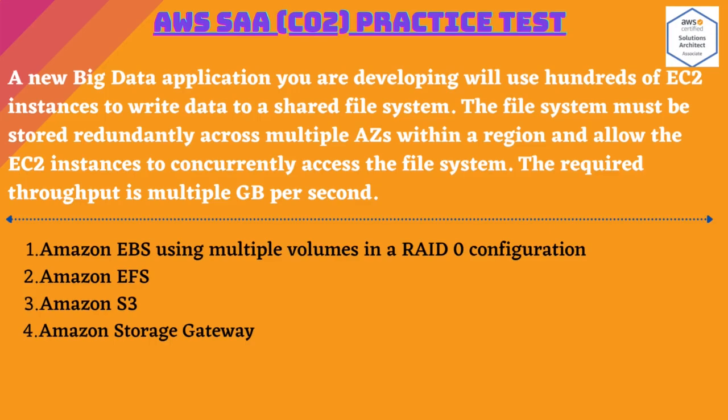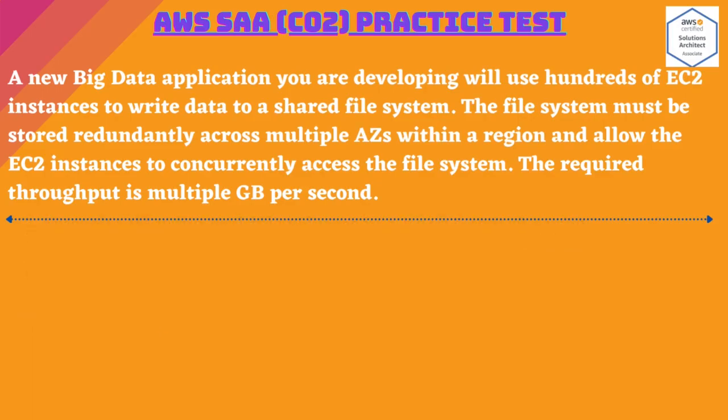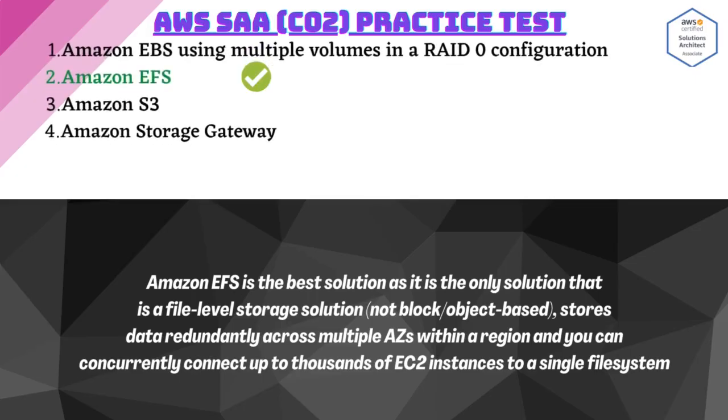Amazon S3. S3 is an object store and not a file system, so this is not the right answer. The fourth is Amazon Storage Gateway. A storage gateway is a range of products used for on-premise data storage management and can be configured to cache data locally, back up data to the cloud, and also provide a virtual tape backup solution. So this is not the right answer as well. The correct answer is Amazon EFS, which is a file system and can be attached to multiple EC2s.